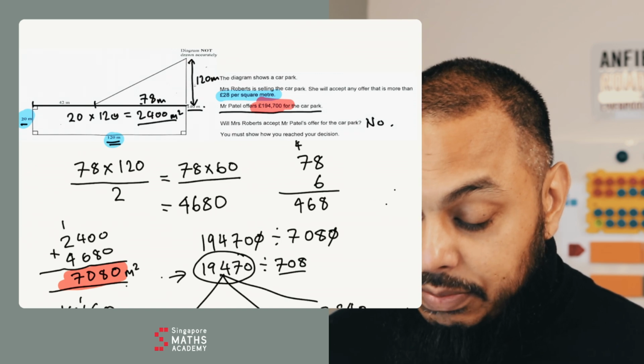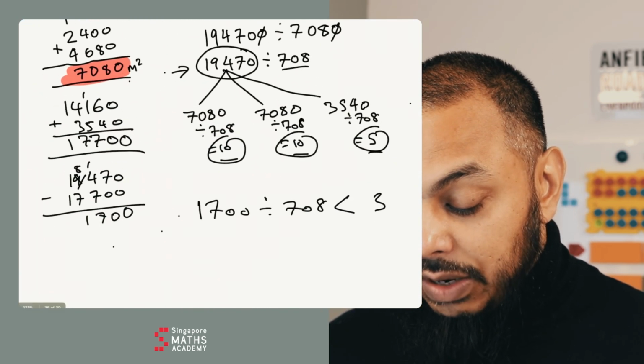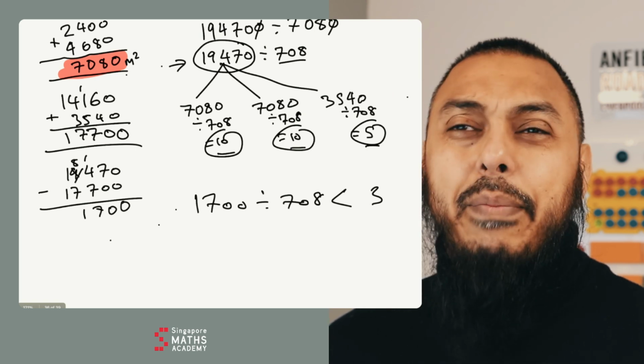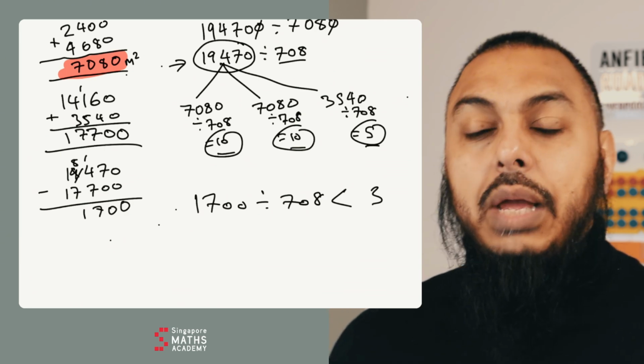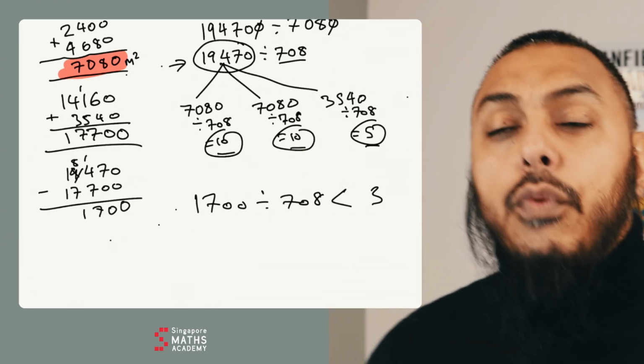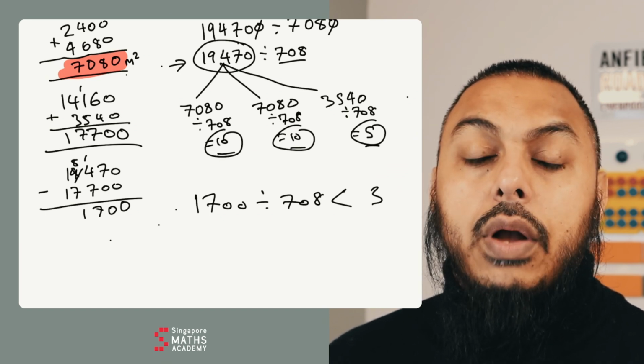Will Mrs. Roberts accept Mr. Patel's offer for the car park? No, she won't, because Mr. Patel has offered something around £27 something, right? We don't have to be exact here. We know it's going to be less than £28. It'll be £27 something per square meter for the actual car park.